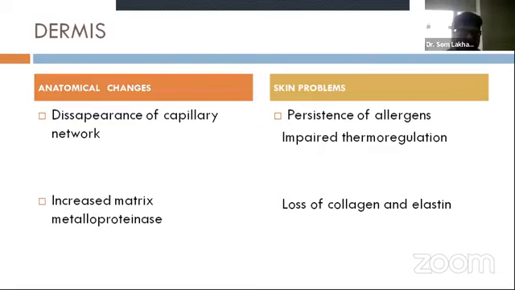Also, as we discussed earlier, due to exposure to ultraviolet radiation, there is increased production of matrix metalloproteinases. These matrix metalloproteinases are enzymes which degrade the collagen and elastin fibers. These collagen and elastin fibers are responsible for the elasticity of the skin, and disruption of these fibers leads to reduced elasticity of the skin.